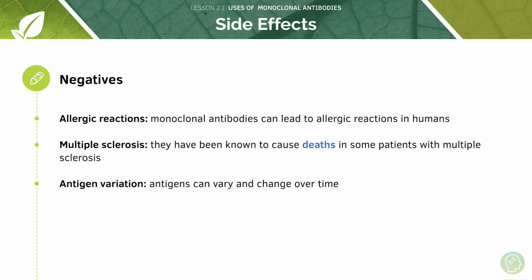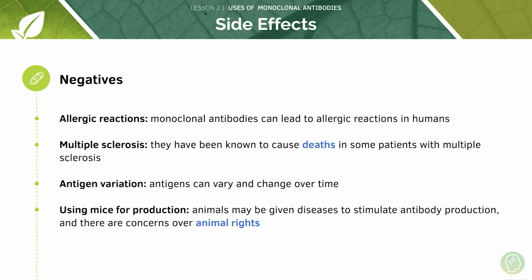Also, monoclonal antibodies rely on detection of a specific antigen, but remember, antigens can vary and change over time. They're not always constant because, for example, a gene mutation may change an antigen, and if the antigen changes slightly, the monoclonal antibody may no longer recognise the antigen, and therefore it's useless. Also, we use mice for the production of monoclonal antibodies, and so there are concerns over animal rights with this process.